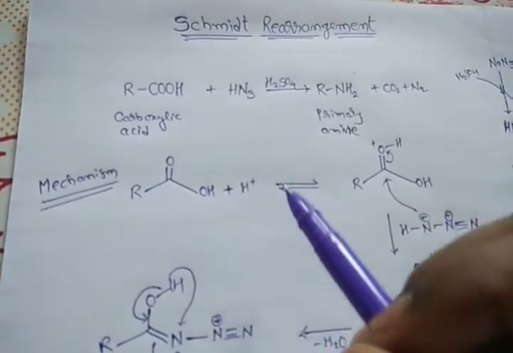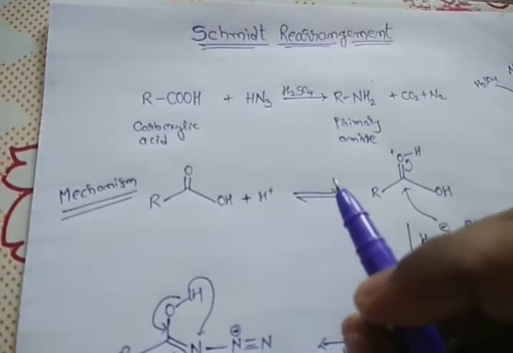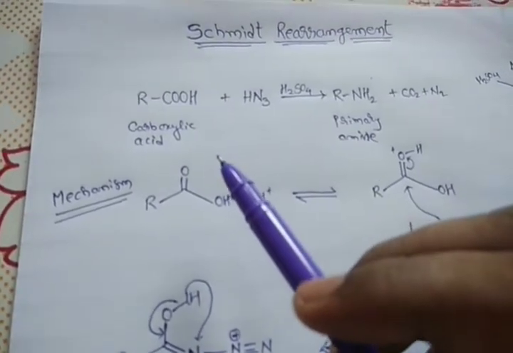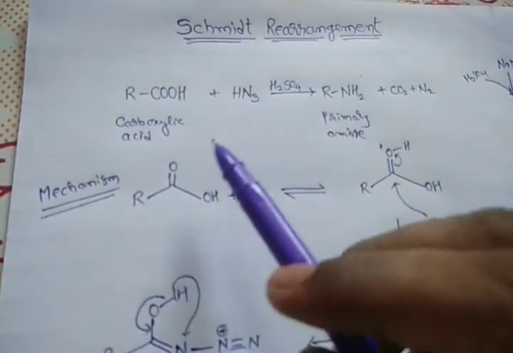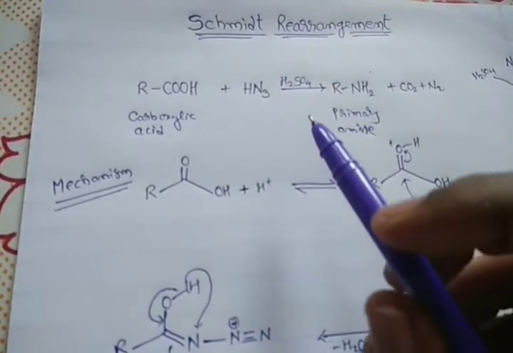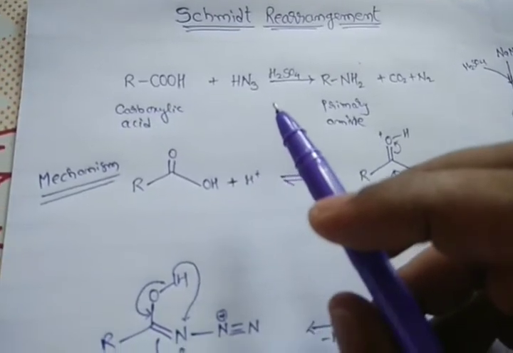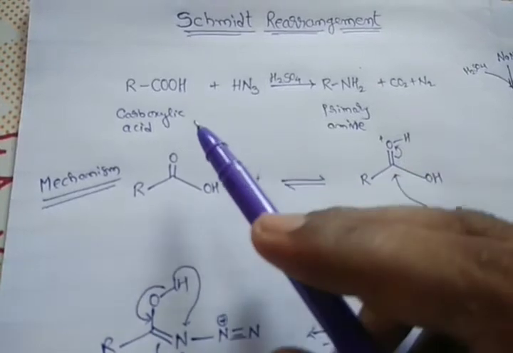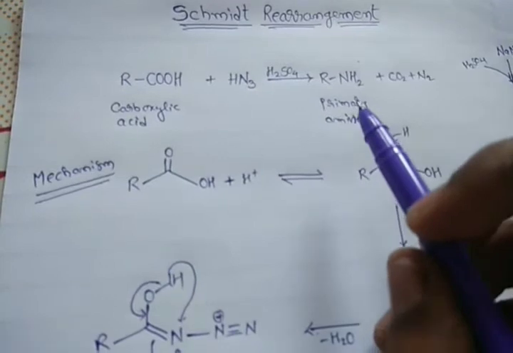Today we will see one more rearrangement reaction, and its name is the Schmidt rearrangement. This rearrangement involves the conversion of a carboxylic acid to primary amines. It is carried out in the presence of a strong acid, that is sulfuric acid. The carboxylic acid is treated with hydrazoic acid to form the corresponding primary amine.